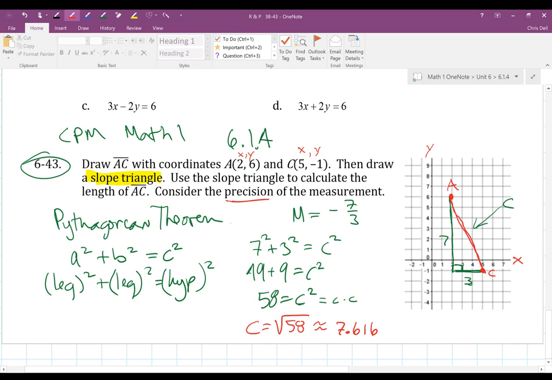So we would say that AC, the actual segment, with a little m there to signify the measurement of the segment, is the square root of 58, or approximately 7.616. All right.